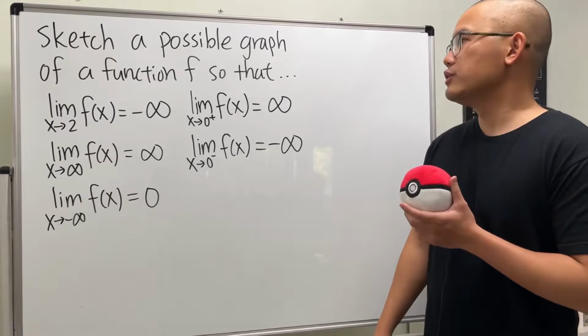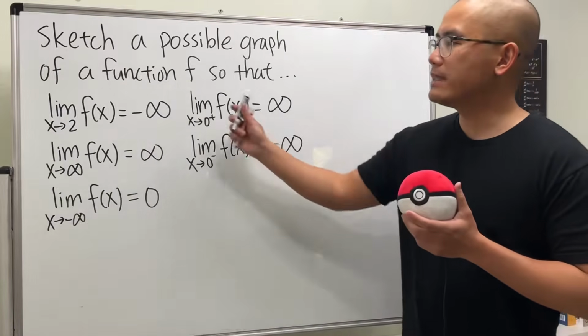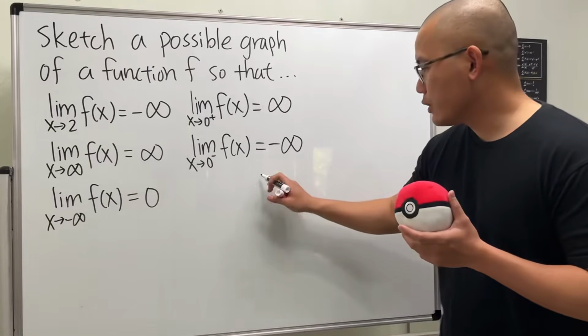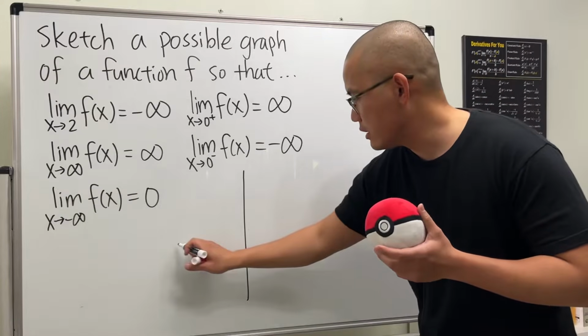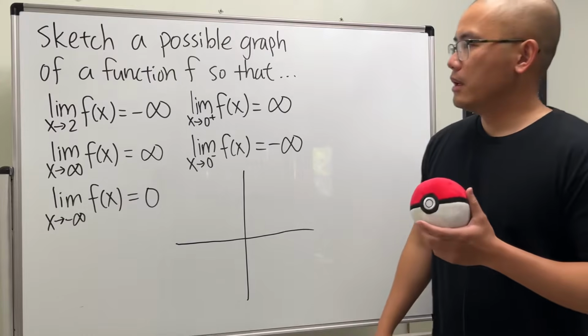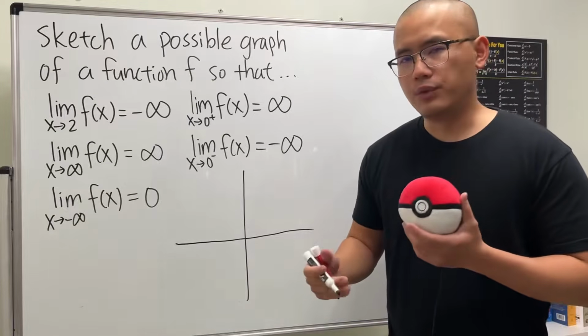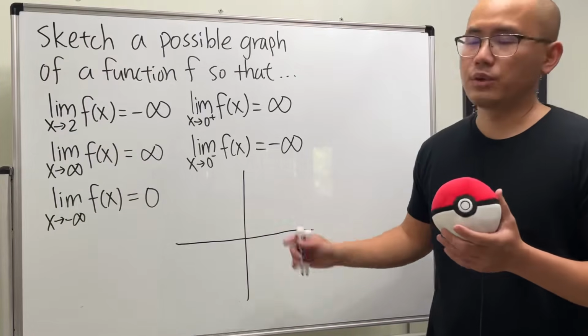Another question of sketching a possible graph of a function so that we have all these conditions. So let's go ahead and get to work. I will put down the answer that I have for you guys right here. And keep in mind, this is just a possible answer. If your answer looks a little bit different, then it's okay.